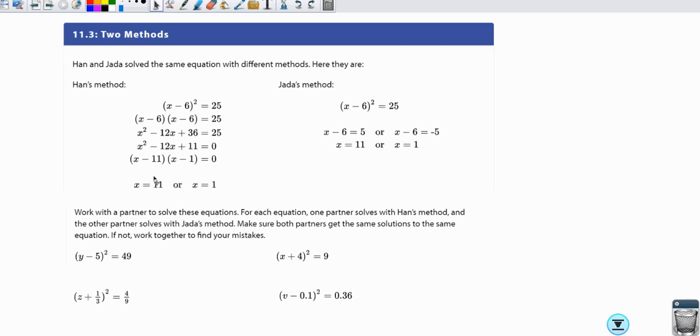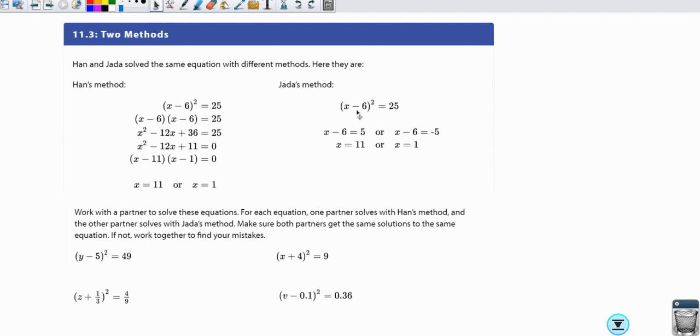Here, it looks like with Han's method, we're multiplying out these two binomials, moving that 25 to the other side, so one side equals 0, and then factoring so that we can use the zero product property. Right? Set each factor equal to 0 and find our solutions.